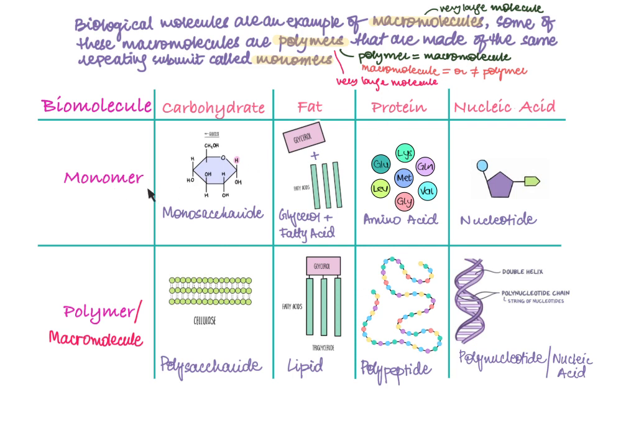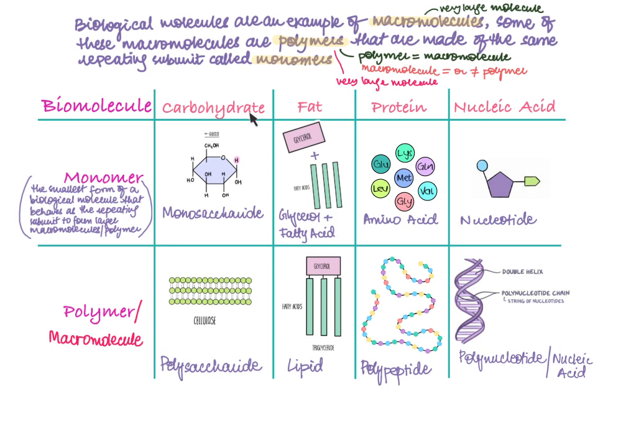So, a monomer is the single basic subunit that joins together to give rise to a larger molecule, or a polymer, which is a macromolecule. All biological molecules are examples of macromolecules, which means they're all giant, large molecules. So, carbohydrates, nucleic acids, proteins, and fats are all examples of macromolecules.